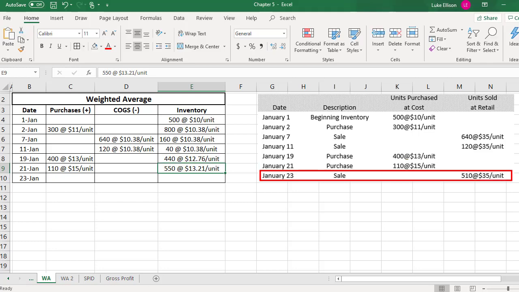Finally, on January 23rd, we have a sale of 510 units, which means we get to use the cost of goods sold column again. We already did the hard part of calculating the cost per unit on January 21st, and now we can use the inventory cost of $13.21 to record the 510 newly sold units.